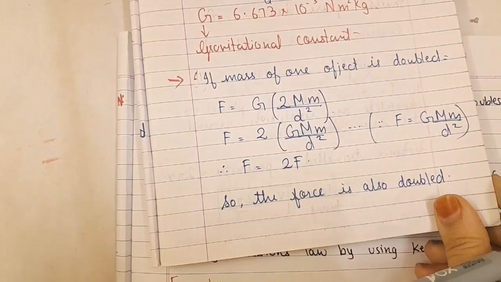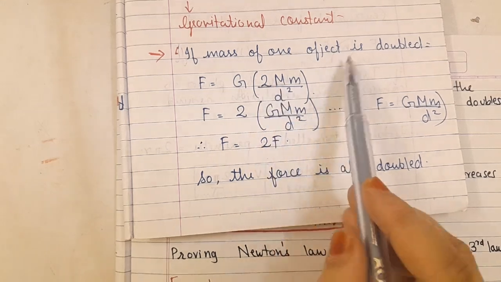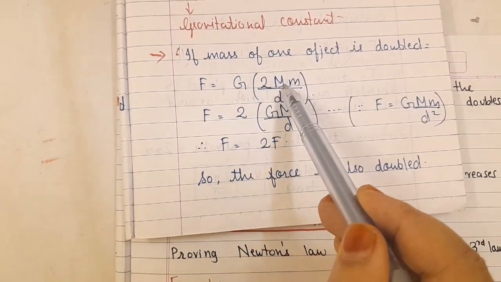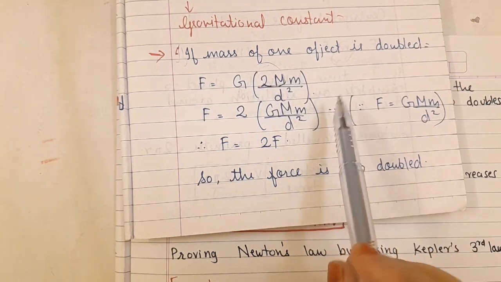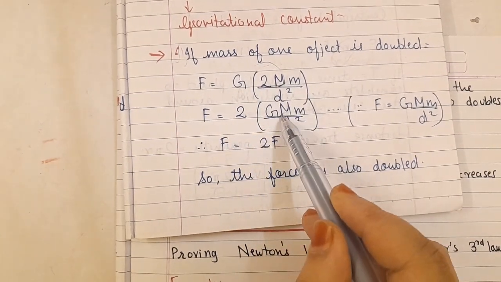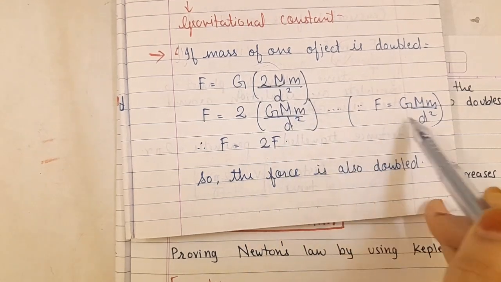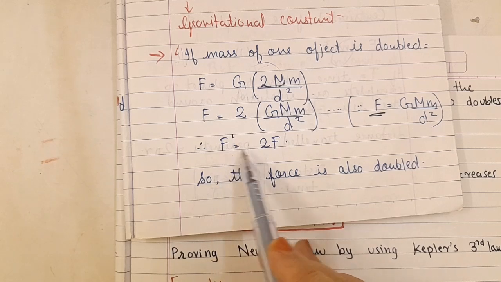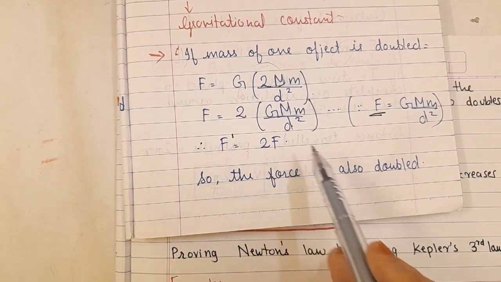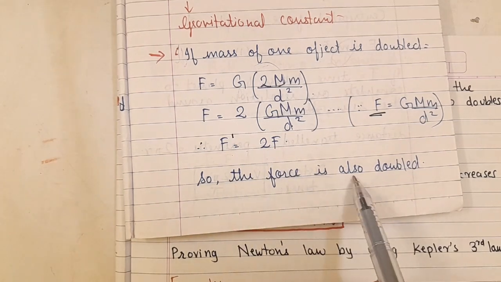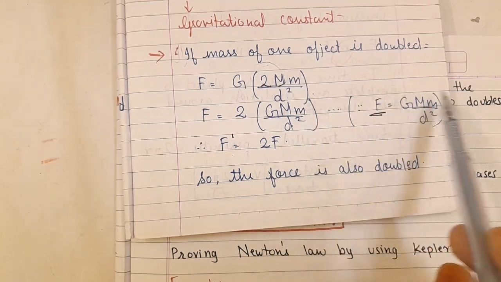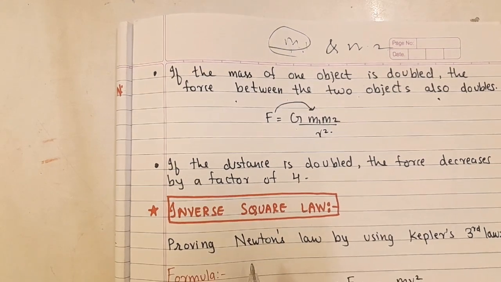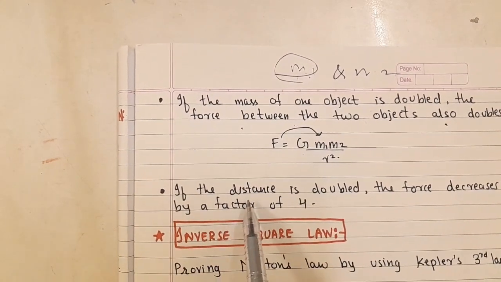Here I have one short derivation. If the mass of one object is doubled, then we can write F equals G into 2m1 m2 upon d squared. So this is double G m m upon d squared, which was the force F. Suppose this is F dash. So F dash is the double force, F dash equals 2F. So the force also gets doubled if the mass of one object gets doubled. I hope you understand.